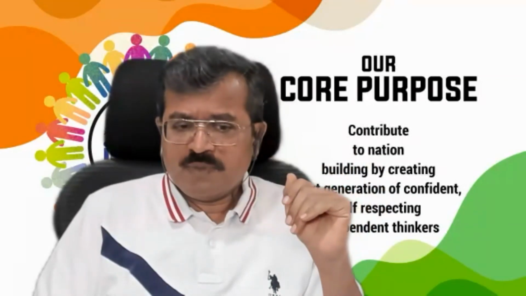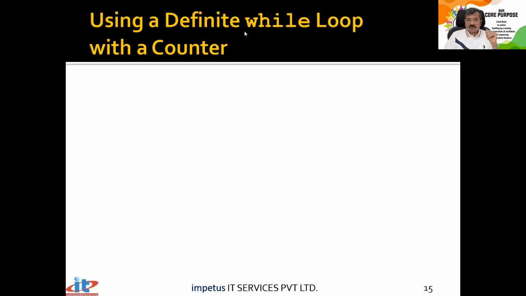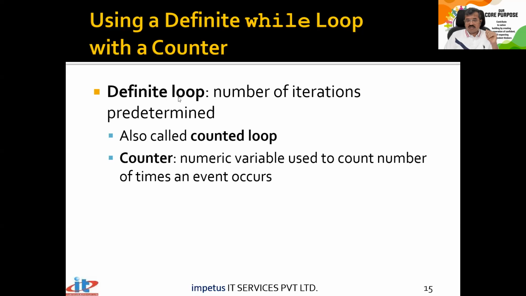That may not necessarily be the case always. So what we have been using is a determinate loop, a while loop, and that too we have been using counters for that. So in a definite loop, the number of iterations is predetermined. Iterations means repetitions. So you are already aware how many times you have to do the repetition, 3 times or 4 times. The counter was a variable that we have been using to count the number of times that event has occurred. How many times have you done the repetition? To check this we have been using the counter.